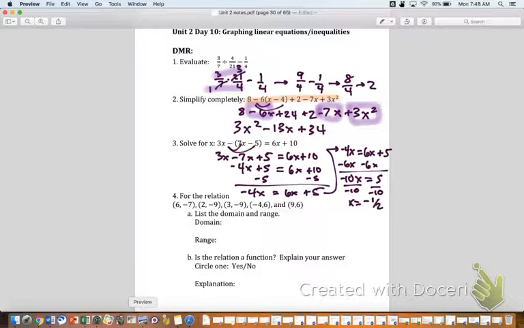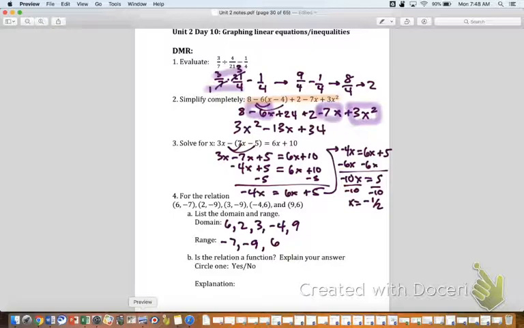For my domain, I would have 6, 2, 3, -4, and 9. Of course, those are all the inputs or the x's. The range would be all the y's, -7, -9, and 6. A couple of those are repeated. You'll have to list them once. Any questions on A for 4?